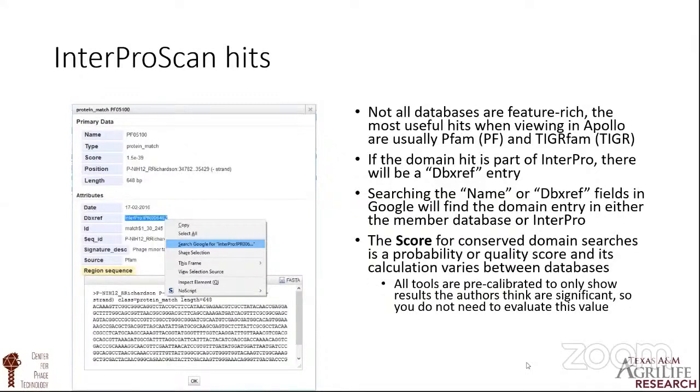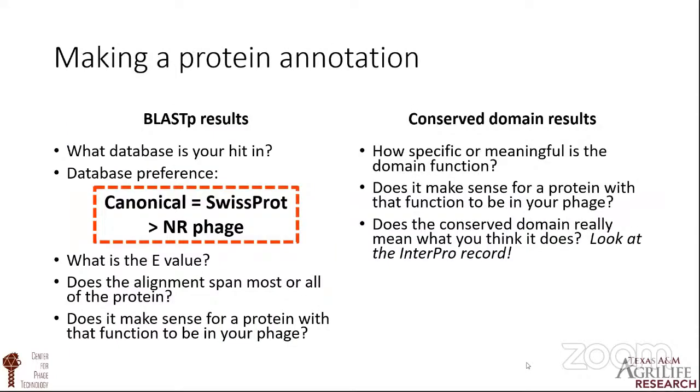The calculation of the score for conserved domain searches varies between the databases. This is not strictly an E-value, as you might see it in BLAST results. These tools are all pre-calibrated to show only the results that they think are significant, so you generally do not need to evaluate this value, as you might for a BLAST result. In making a protein annotation, you're generally going to be using either your BLASTP results or conserved domain results, or a combination of the two.